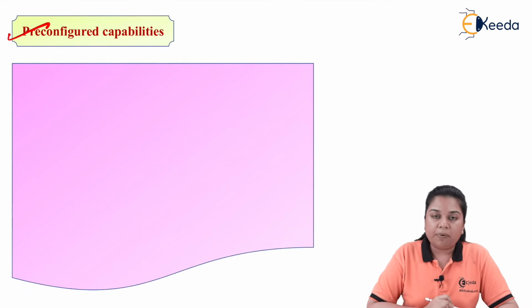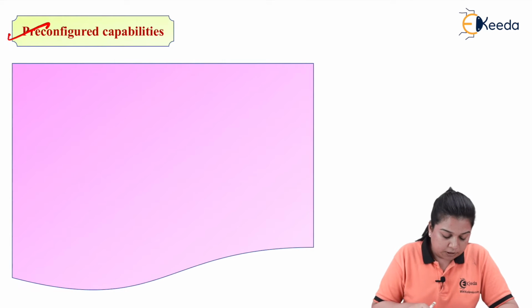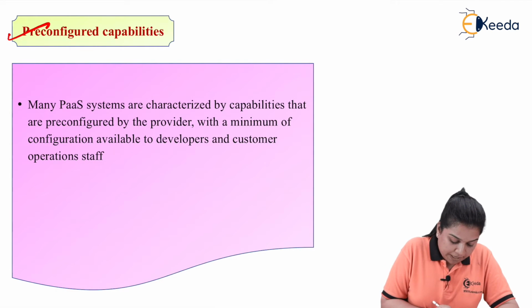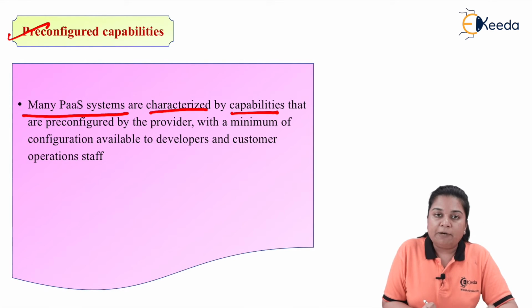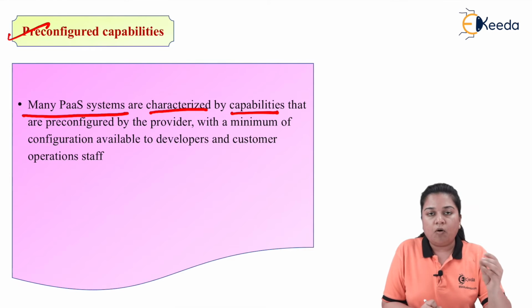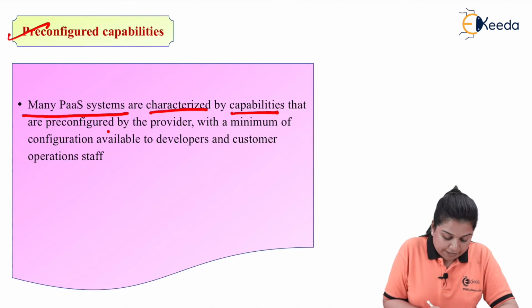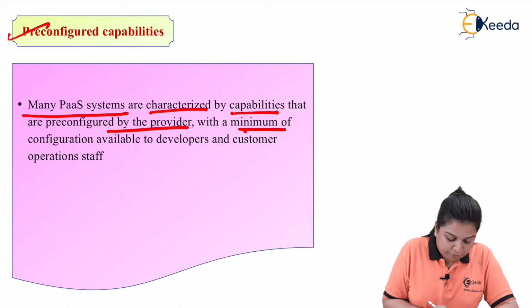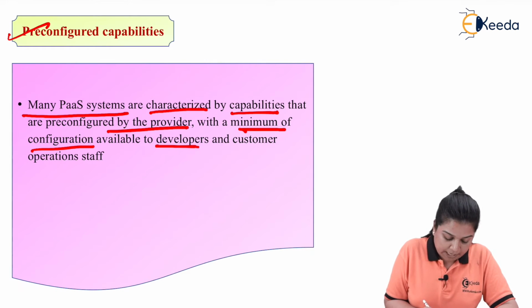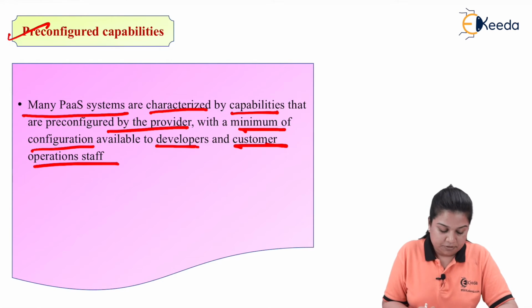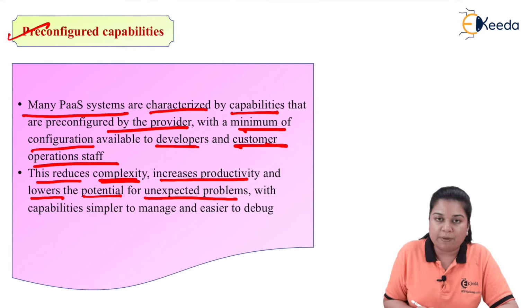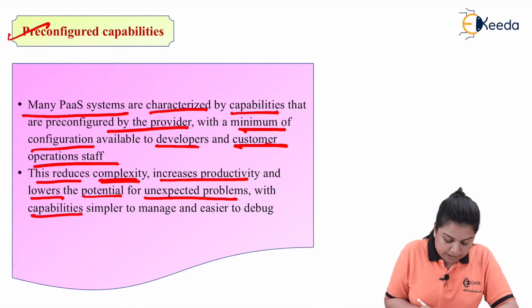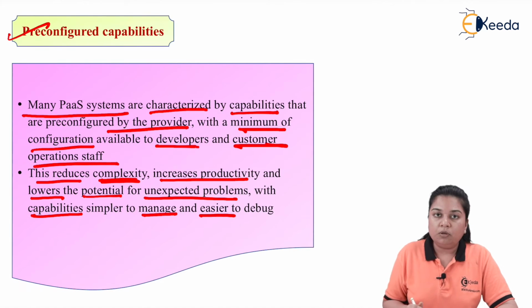Another characteristic is pre-configured capabilities. Now, what are pre-configured capabilities? Many platform as a service systems are characterized by capabilities that are pre-configured, that means configured beforehand by the provider, with a minimum of configuration available to the developers and customer operations staff. This reduces complexity, increases productivity, and lowers the potential for unexpected problems, with capabilities simpler to manage and easier to debug.